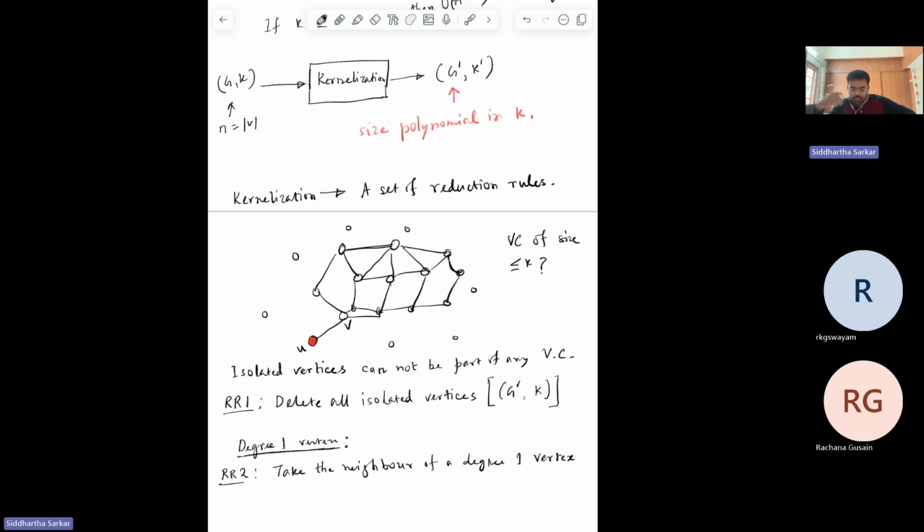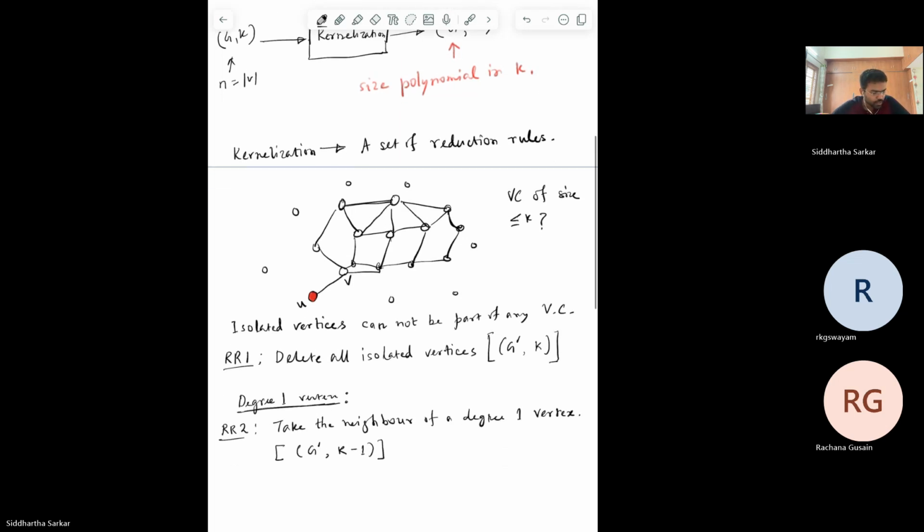Because that potentially can cover more edges. But if V was also degree 1, then it is also covering only one edge, but potentially there could be more edges it is covering. So if you take the neighbor of a degree 1 vertex, then what happens? You get another graph G dash, and since you have already taken a vertex in your vertex cover, now your budget is less. Now you are not allowed to take k more vertices in your vertex cover. So your budget gets reduced by 1. That is one reduction rule one can think of.